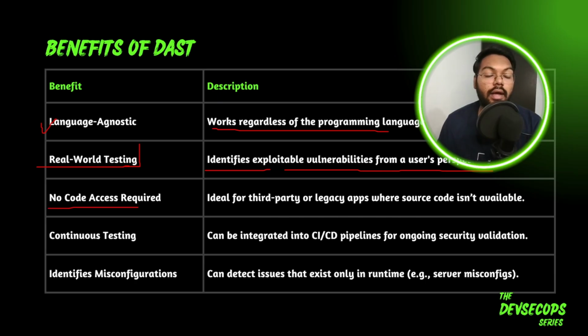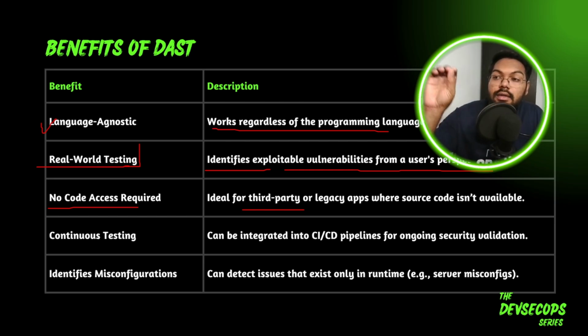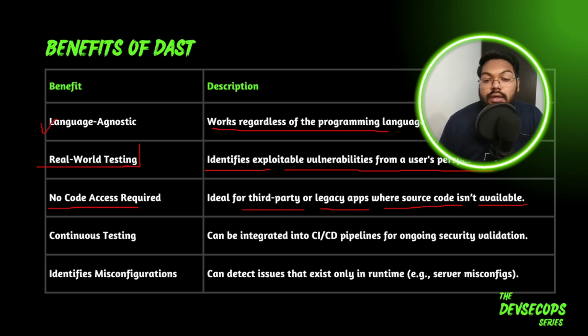Now, no access to the code is required. So if you want to have a third party vendor or third party person do security testing on your application, you do not need to provide access to them. You can just say, okay, use this environment, and this is the link where the application is running. Now you can test it on your own. So it is ideal for third party or legacy apps where source code isn't available.